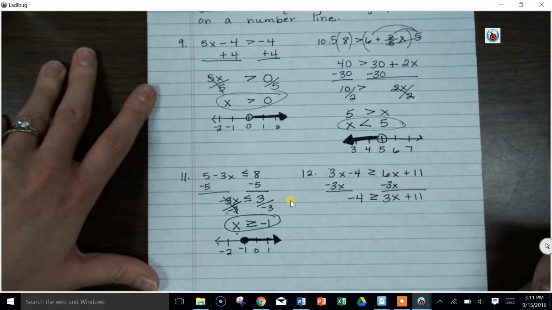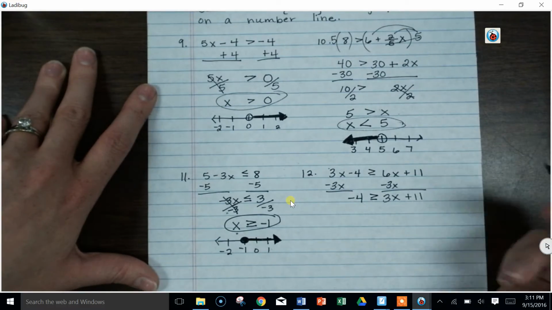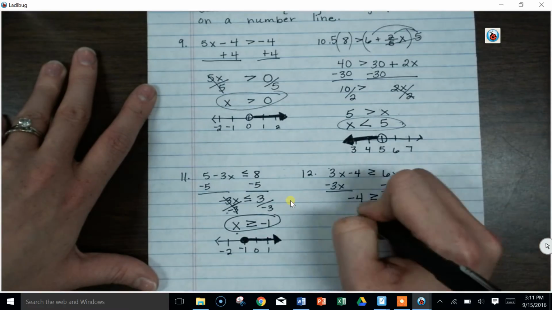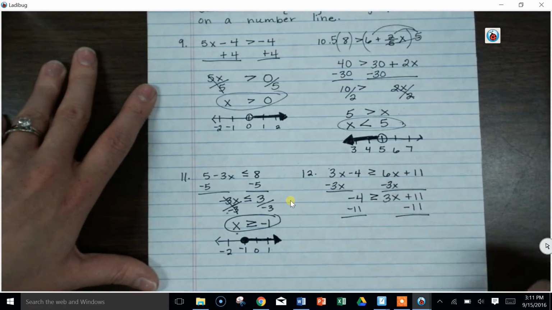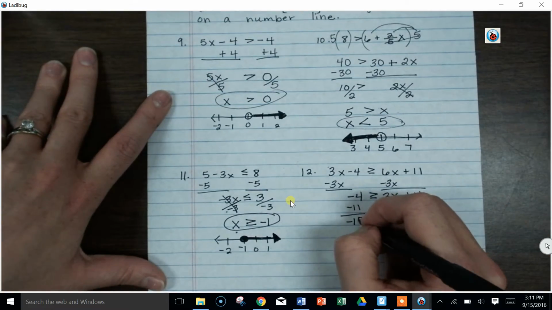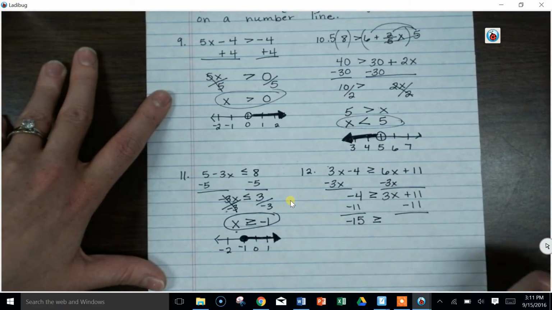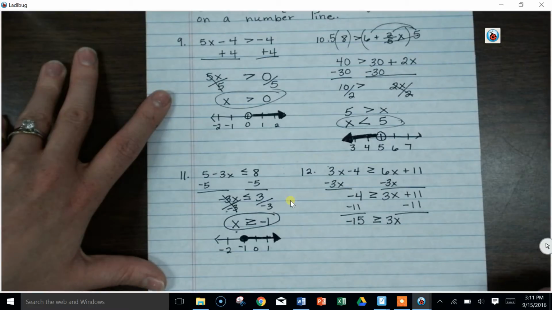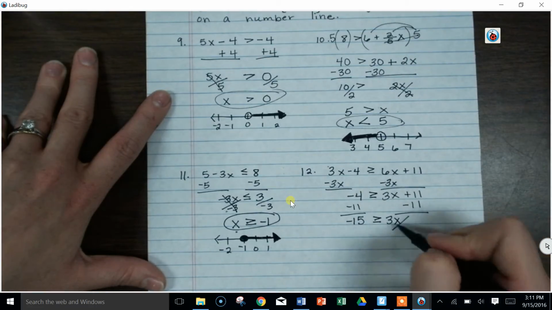Now I want to move the number that is on the same side as my variable, that's the 11. I want to move it away, so I'm going to do the opposite and subtract it. Combine like terms. Negative 4 minus 11 is negative 15. Keep the inequality symbol, bring down the 3x. 11 minus 11 is 0, so don't write anything there. 3 is the coefficient for x, so that's what I'm going to divide on both sides.